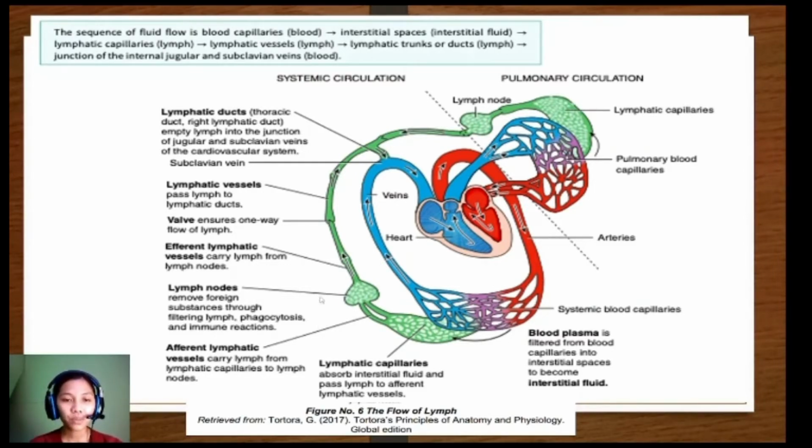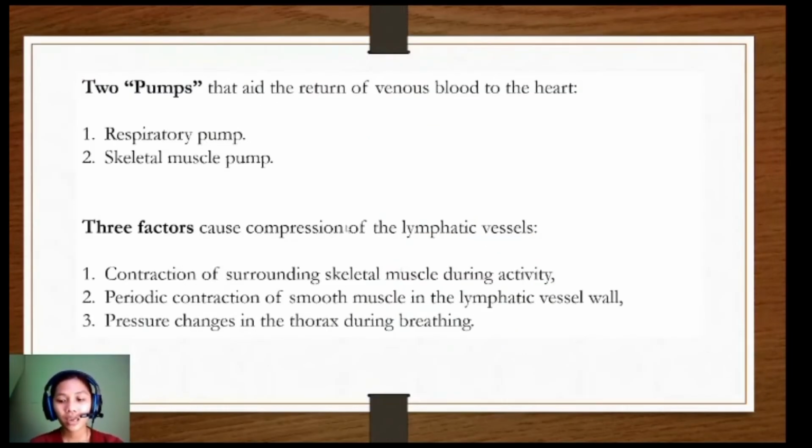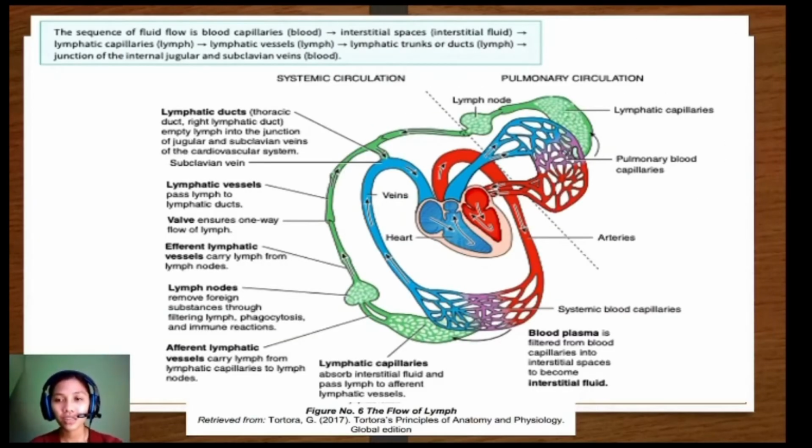After this, it goes to the efferent lymphatic vessels, which carry lymph from lymph nodes. Valves in these vessels ensure one-way flow of lymph. After this, lymphatic vessels pass lymph to lymphatic ducts, and the lymphatic ducts empty lymph into the junction of the jugular and subclavian veins of the cardiovascular system. So this is the systemic circulation, and this is the pulmonary circulation.